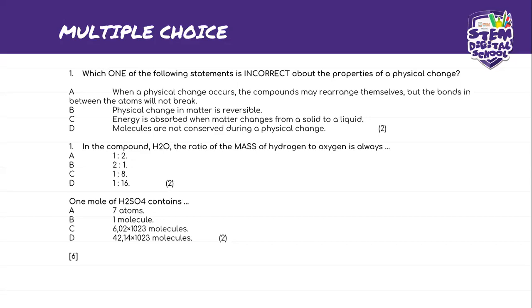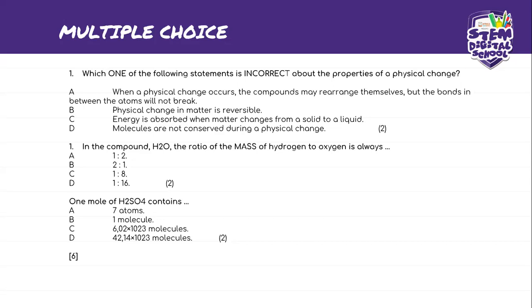A. When a physical change occurs, the compounds may rearrange themselves, but the bonds between the atoms will not break. B. Physical changes in matter are reversible. C. Energy is absorbed when matter changes from solid to liquid. And D. Molecules are not conserved during physical change. So which one of these is not true?